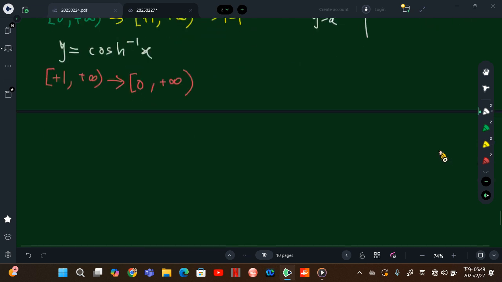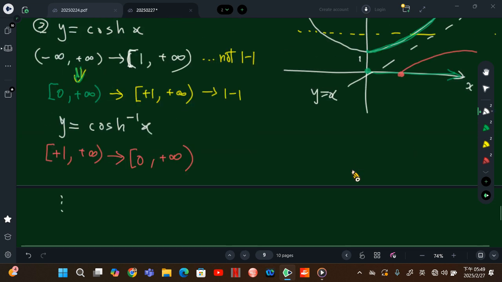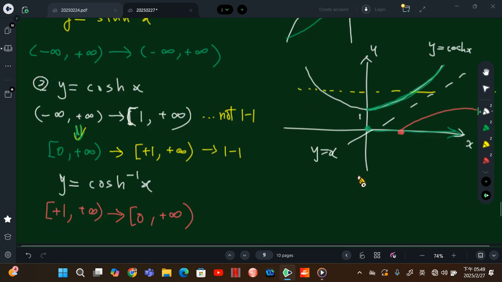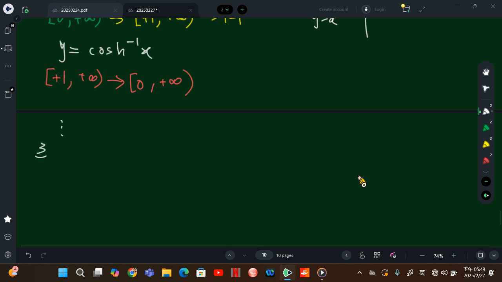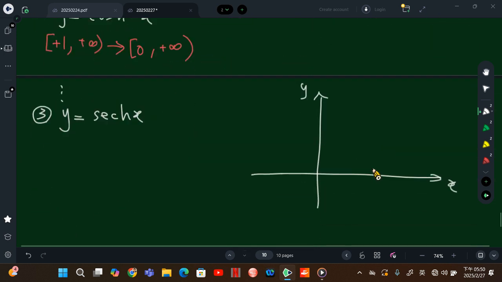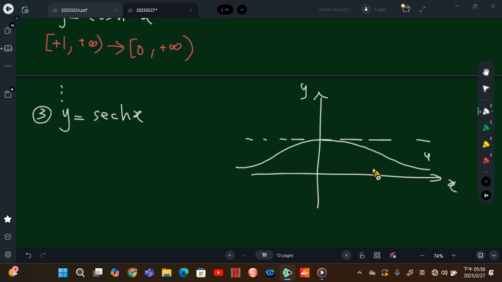Okay, so let me show you. Of course we still have hyperbolic tangent and hyperbolic cotangent, so we have the arc hyperbolic tangent function and the arc hyperbolic cotangent function. Then I will show you the last one, hyperbolic secant. When you draw the hyperbolic secant function, the function will be this one. This is y equals hyperbolic secant.